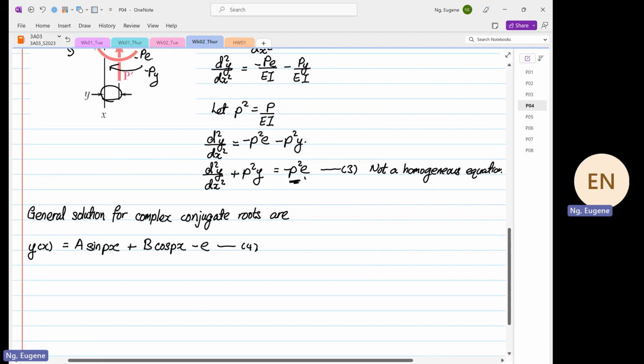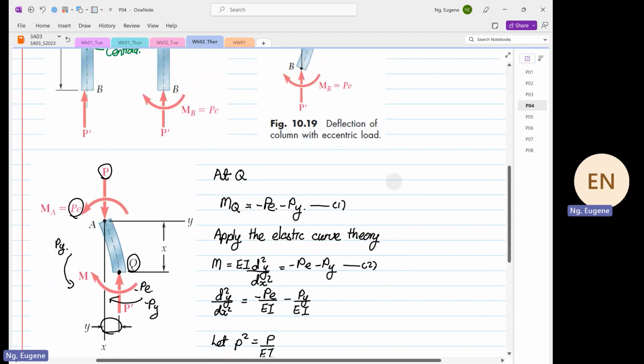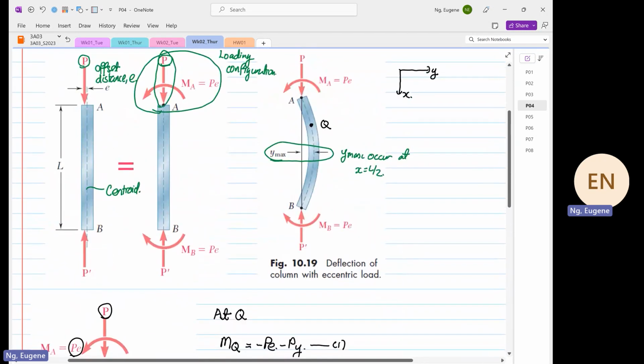Now we're going to put in our boundary condition, like what we see over here. Our boundary condition during deformation is when X is equal to 0, Y is also equal to 0. This is our boundary condition number 1.